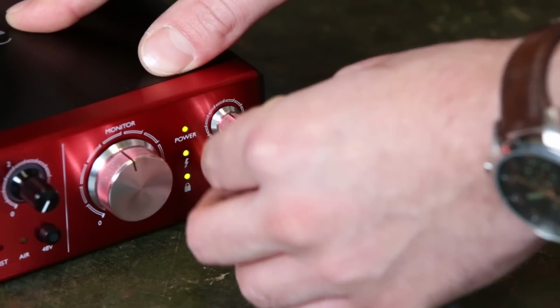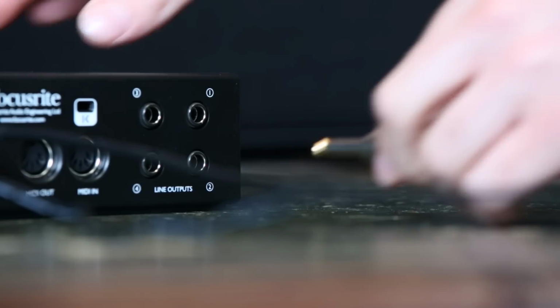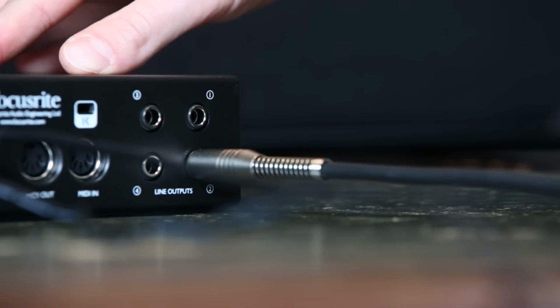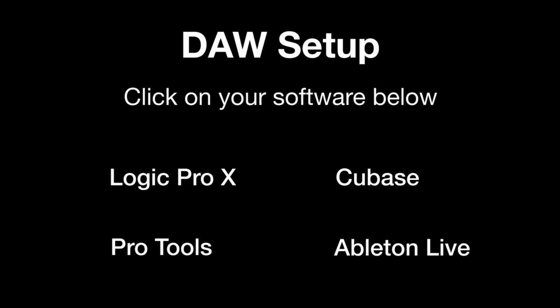This is a headphone output with independent control. Next, I need to connect my speakers to monitor outputs 1 and 2, like so. Now, we need to connect the 2Pre to our DAW software. Click on your software below.